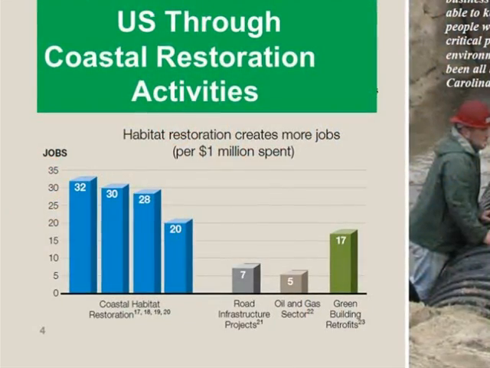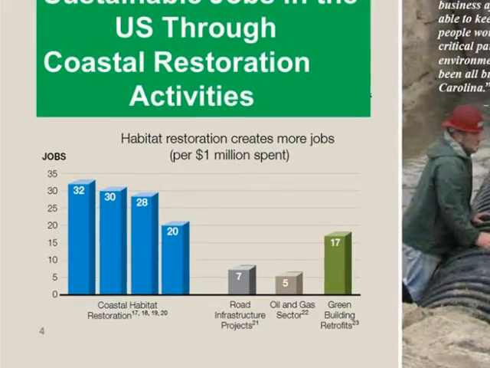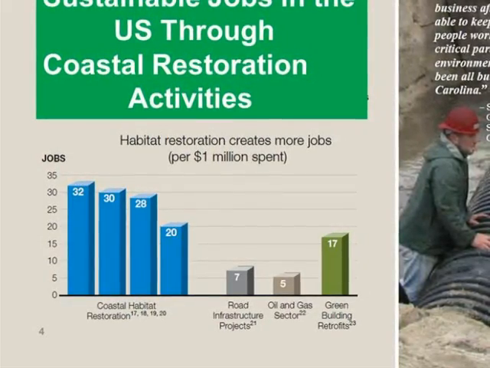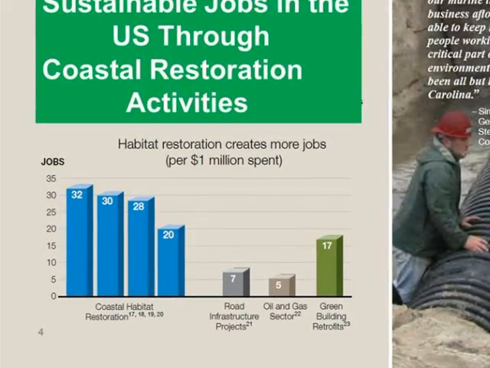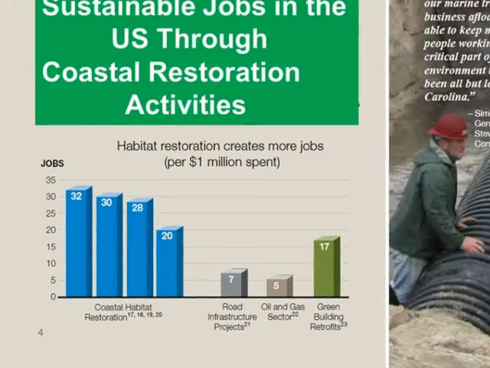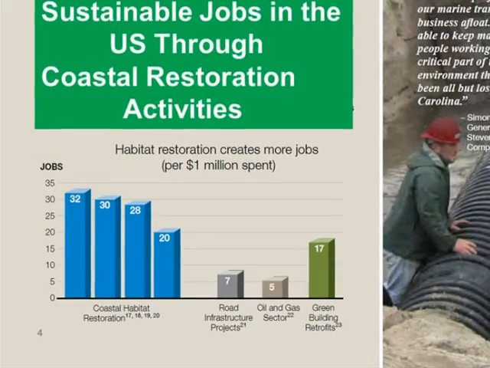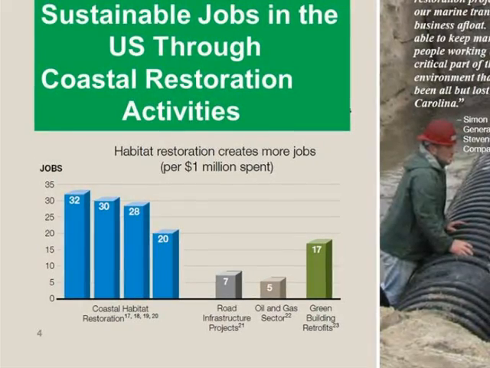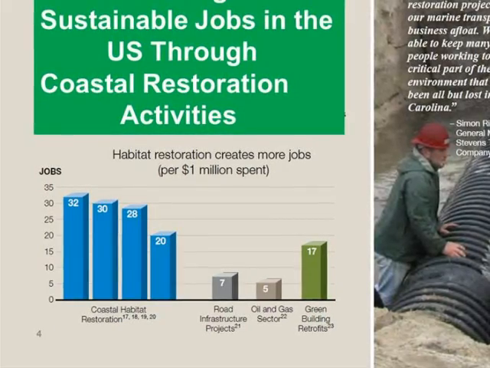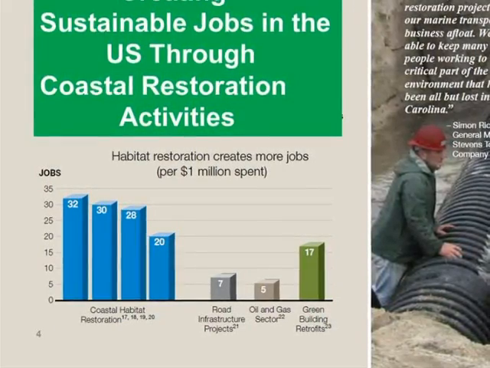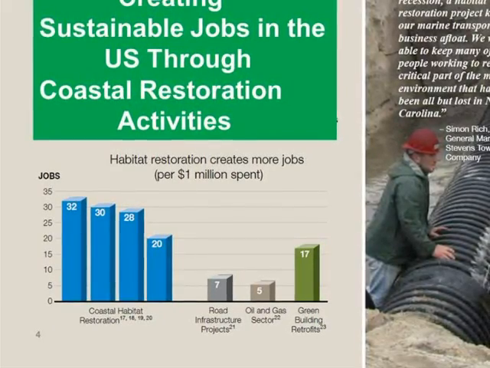This is a slide looking at money invested in what we call green jobs, green sustainable jobs in the U.S. as part of the economic recovery plan for the U.S. What we see are different restoration projects around the U.S., and the number of jobs created per $1 million invested in those coastal habitat restoration projects. We saw 20 to 32 jobs, on average about 30 jobs created per $1 million invested.